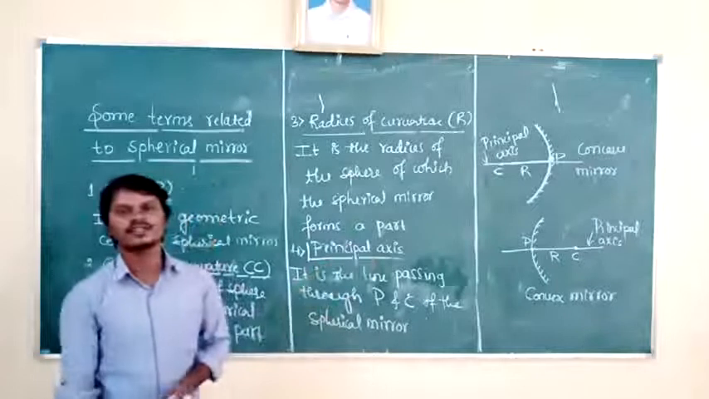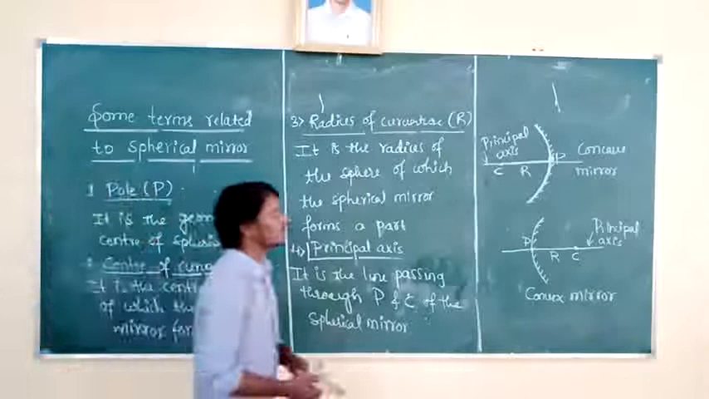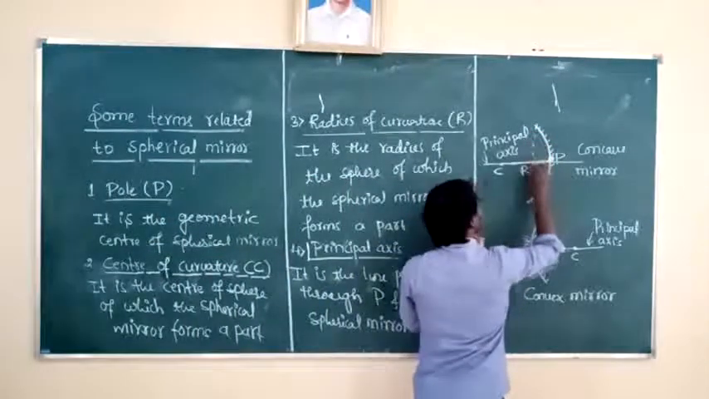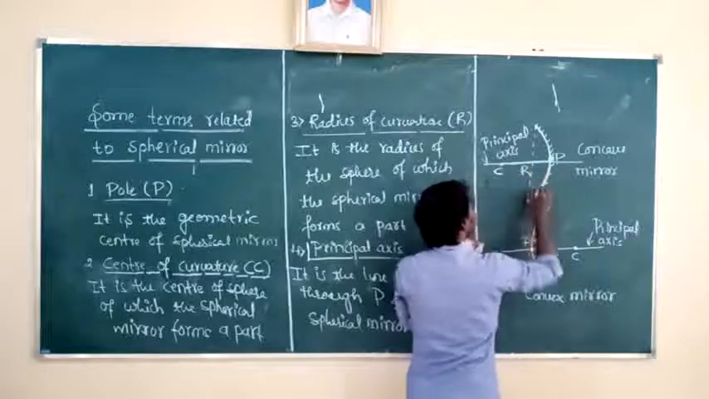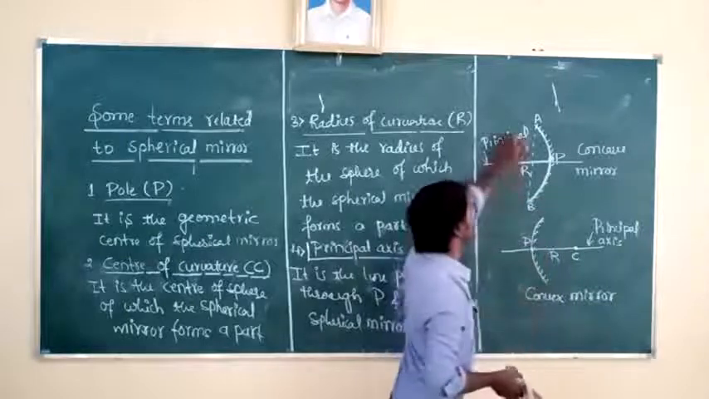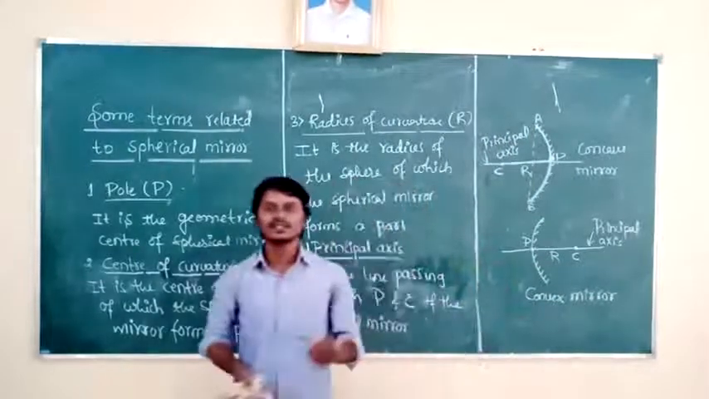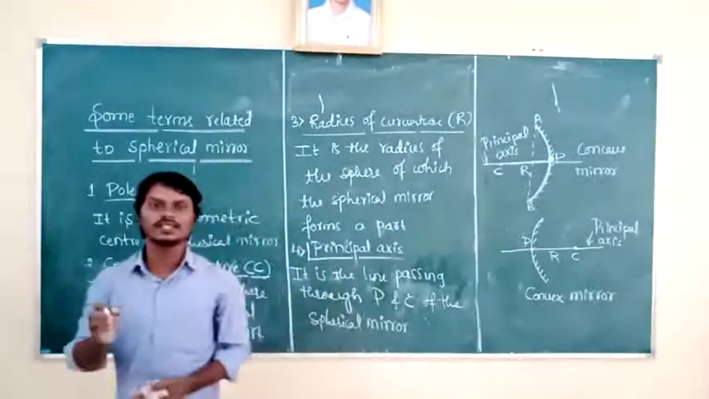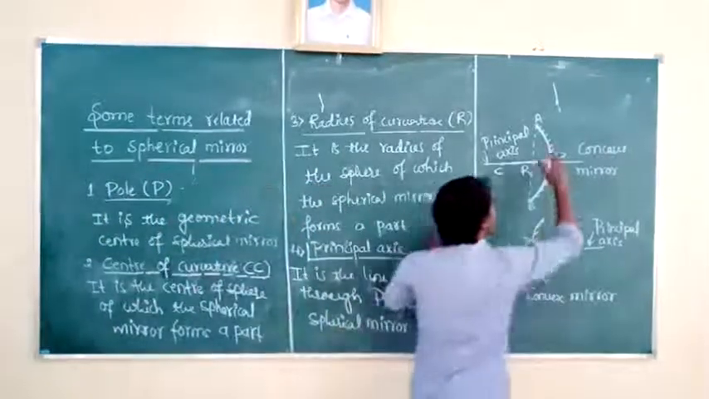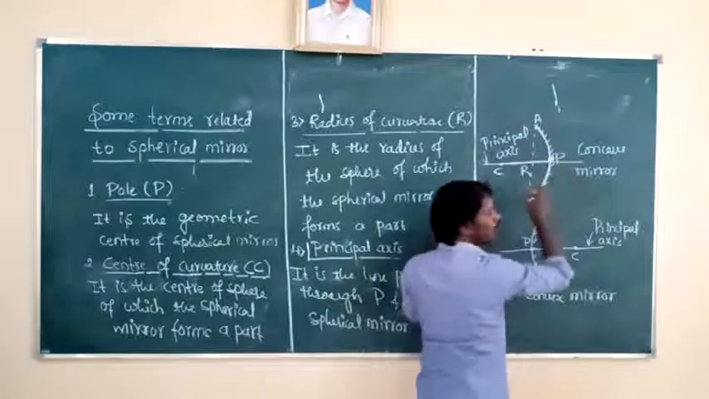The next term related to the spherical mirror is aperture. What is aperture here? Aperture is the diameter of the boundary of the spherical mirror, A and B, represented by the line joining A and B. In another way, we define aperture as the area of the spherical mirror available for the reflection of light. This much area is available for reflection of light. This area is called aperture.